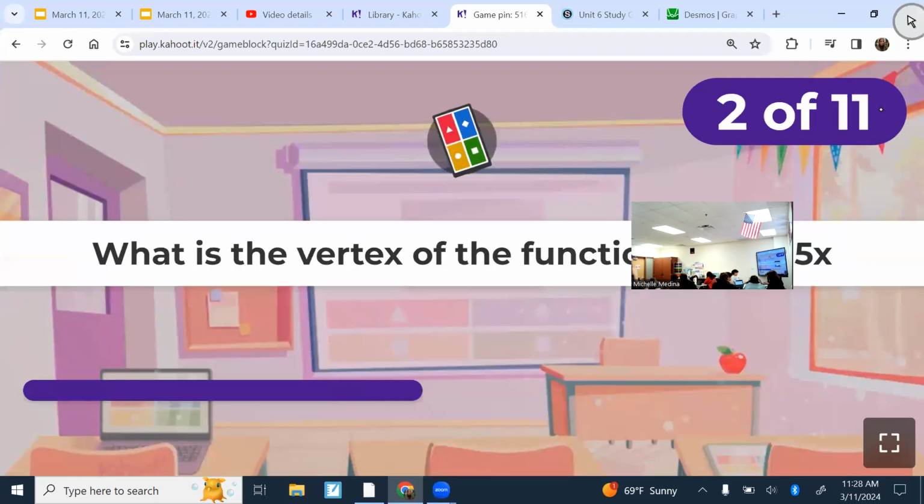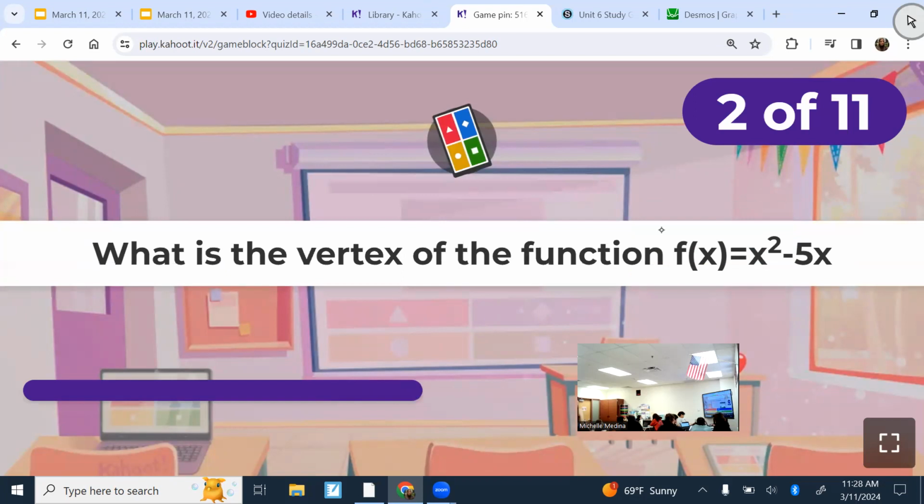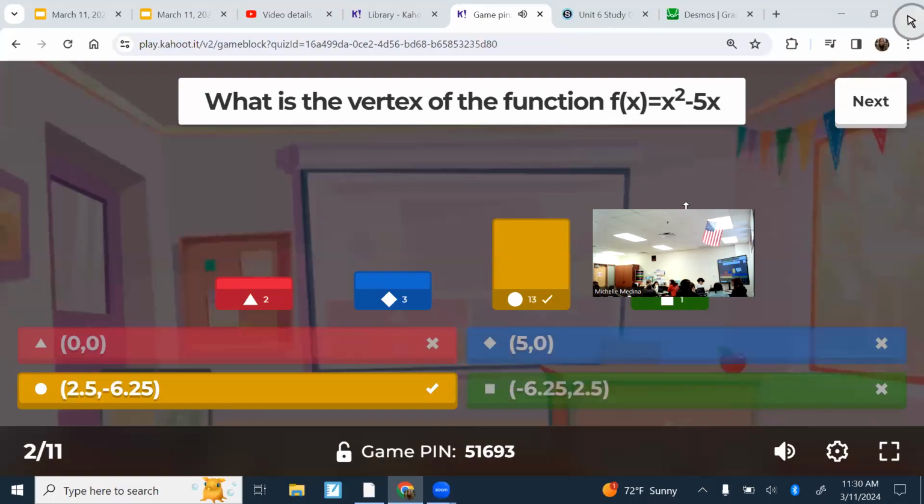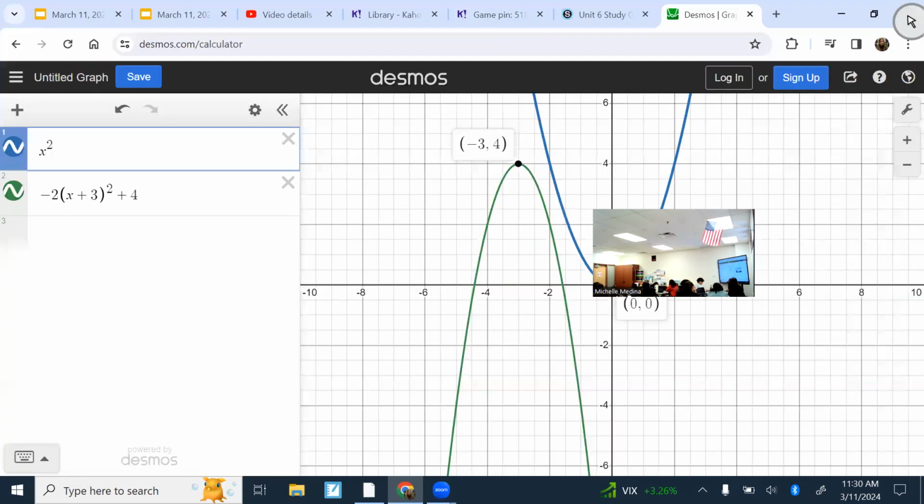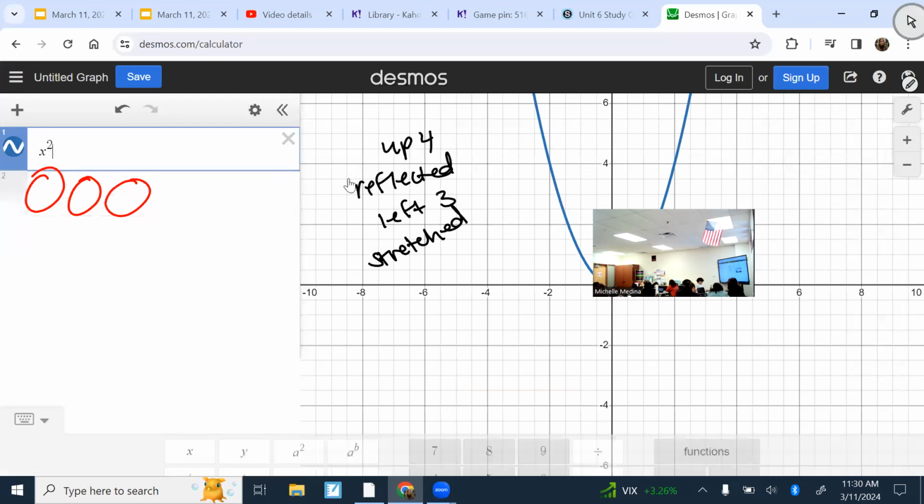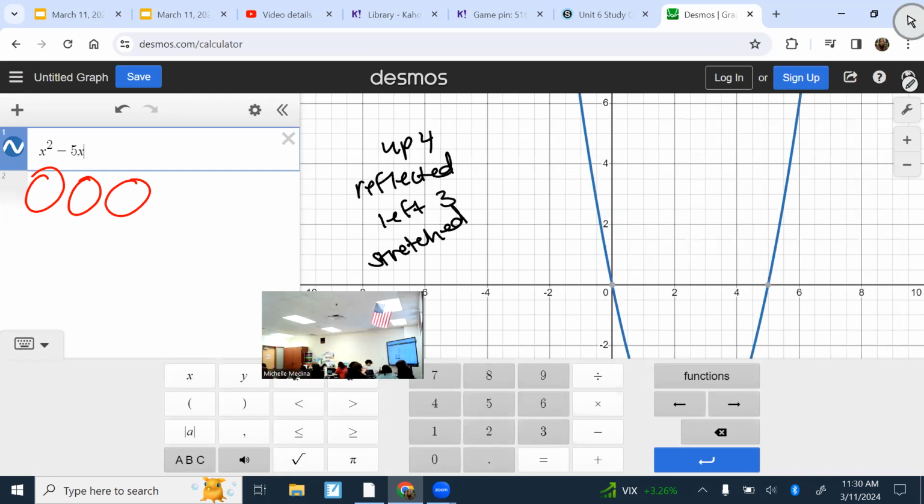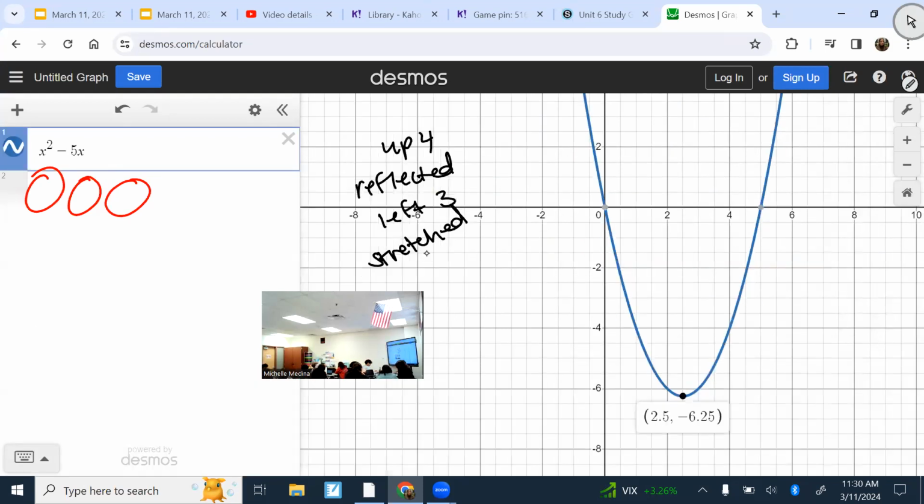So, next one, what is the vertex of the function x squared minus 5x? Definition of vertex, the turning point of your graph, and all of these will be U-shaped. I don't have a really easy way of seeing it when it's in standard form. So what I would do is I'd probably just graph that one, x squared minus 5x, and then see where the turning point of my graph is. Okay, so that's vertex. Questions on that?